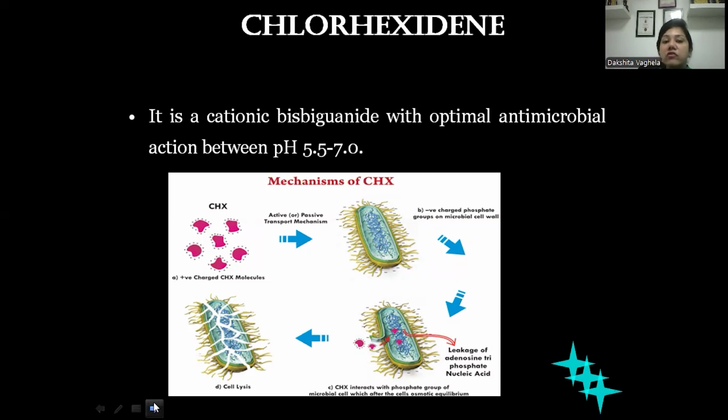This is mainly at a pH of 5.5 to 7. As you can see in this diagram, chlorhexidine is positively charged. It attacks the negatively charged phosphate groups on the microbial cell wall. The positive charge is attracted to the negative charge of the microorganisms, and that causes cell membrane lysis. The leakage of adenosine triphosphate and nucleic acid takes place, and ultimately cell lysis occurs. So it destroys the microorganism by dissolving its cell wall.